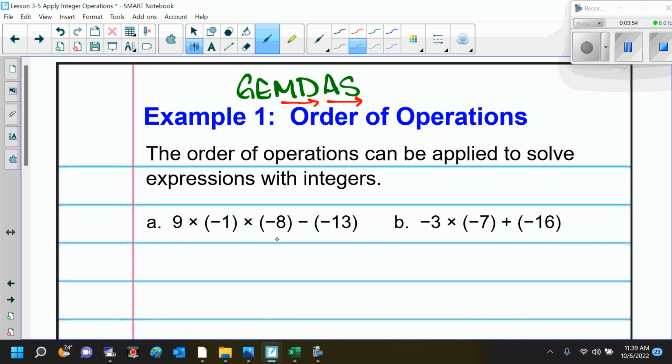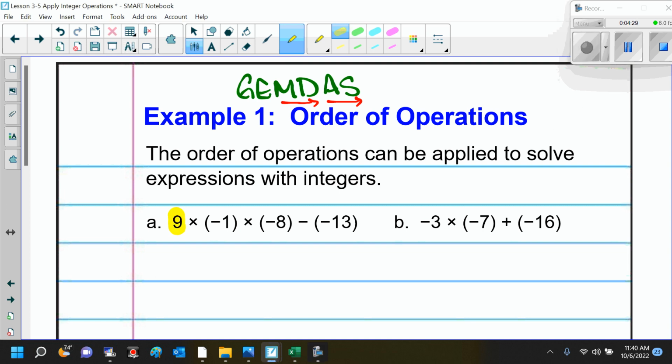So, for 9 times -1 times -8 minus -13, what do I do first? Are those parentheses grouping symbols? No. No, they are not. Those are just there to separate, remember, the sign of the number and the operation. So those are just separation parentheses. Those are not grouping symbols, parentheses. So, try again. What should we do first?